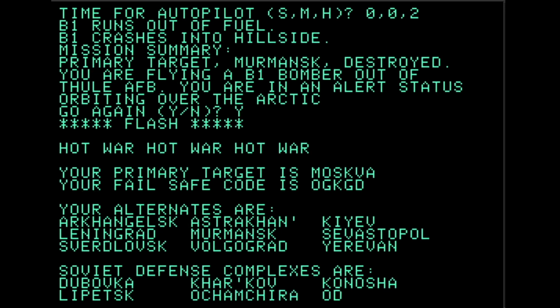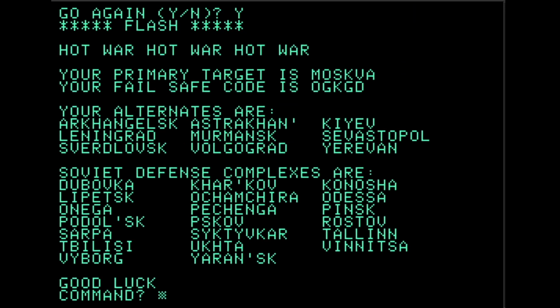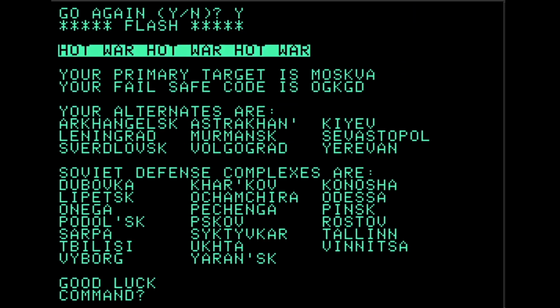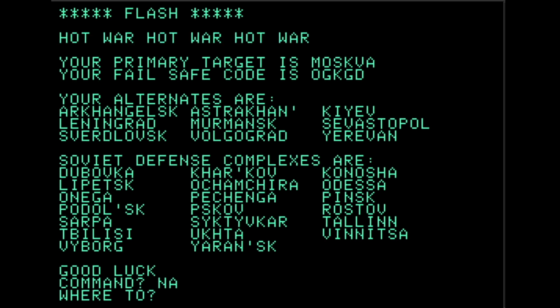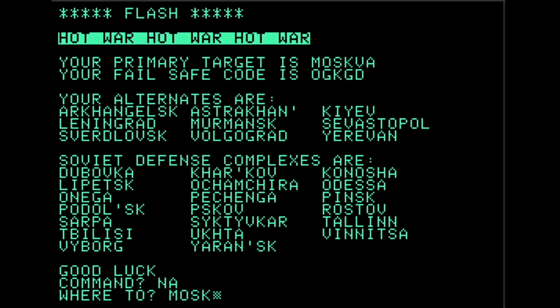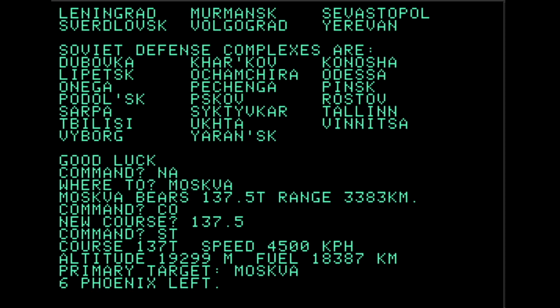Nice little bug there. Oh, Moscow. Oh, this is going to be great. Oh, this will be easy. I'm sure Moscow is not heavily defended. Oh, we actually have our speed of 4,500. Okay, so that's why we missed Thule. I actually overflew it by several thousand kilometers, like a dope.